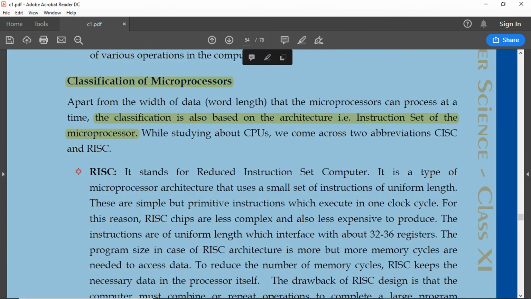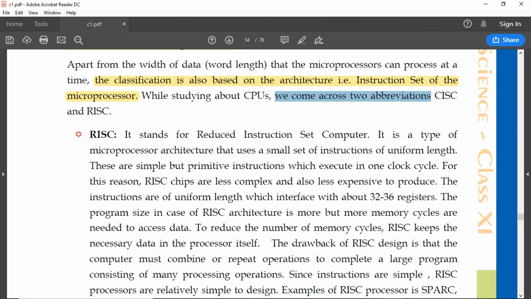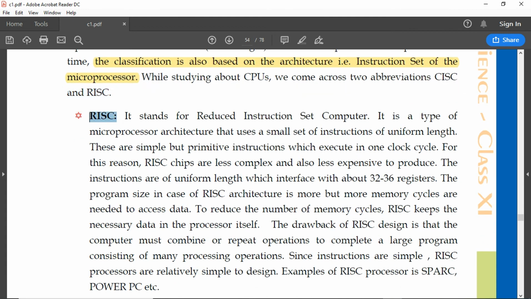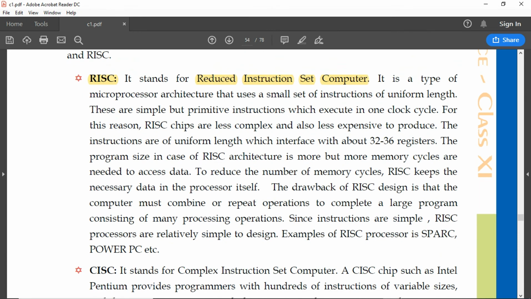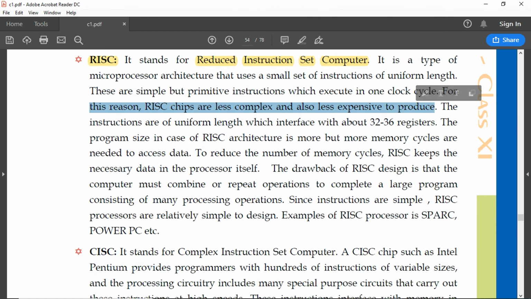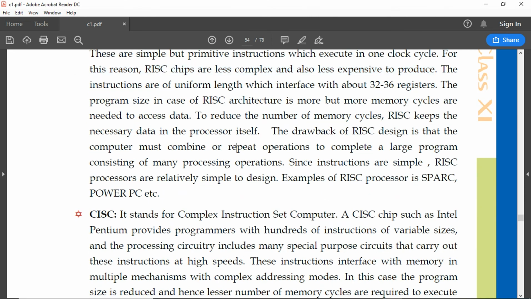While studying about CPUs, we come across two abbreviations, CISC and RISC. RISC stands for Reduced Instruction Set Computer. It is a type of microprocessor architecture that uses a small set of instructions of uniform length. These are simple but primitive instructions which execute in one clock cycle. For this reason, RISC chips are less complex and also less expensive to produce. The instructions are of uniform length which interface with about 32 to 36 registers.